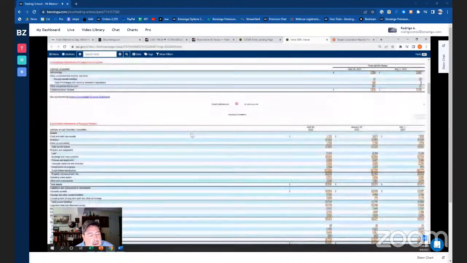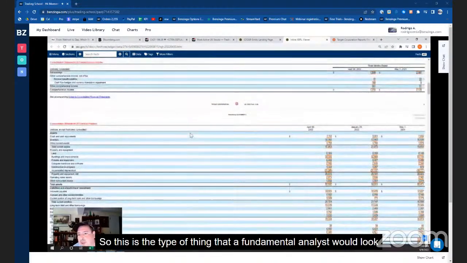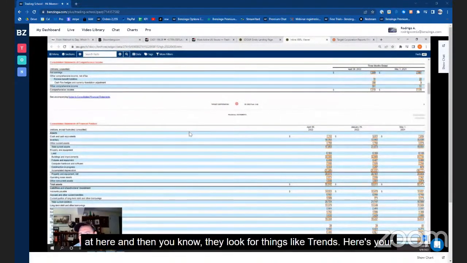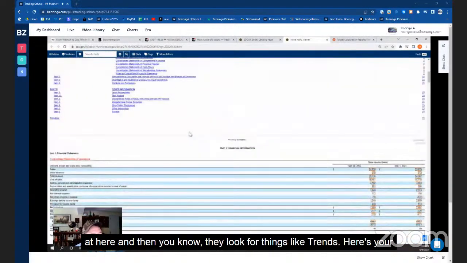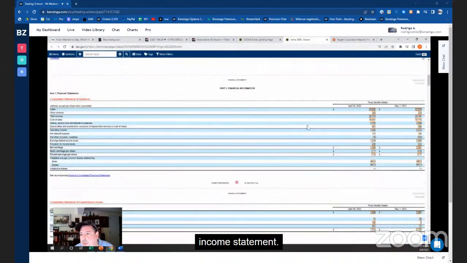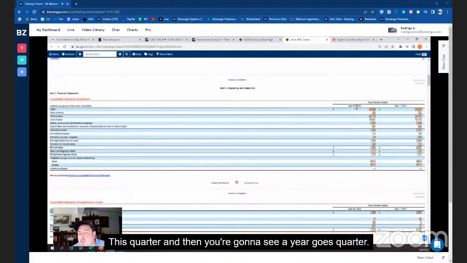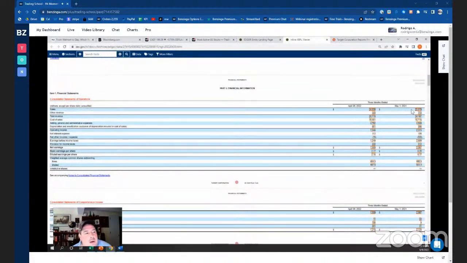This is what we were just looking at. So this is the type of thing that a fundamental analyst would look at here. And they look for things like trends. Here's your income statement. So generally you're going to see this quarter, and then you're going to see a year ago's quarter to get the comparison. So we can see sales are up a little bit.